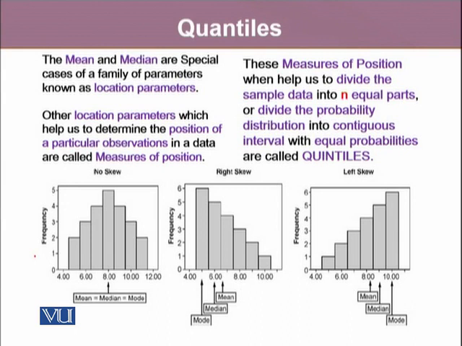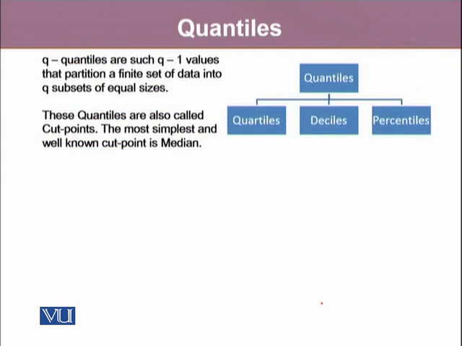So if you look at these three different histograms, which show a symmetric, a positively skewed, and a negatively skewed data, over here these values, mean, median, and mode, are the values on the x-axis, and the same is true with the measures of position. There are different types of measures of position, which are called quartiles, deciles, and percentiles.